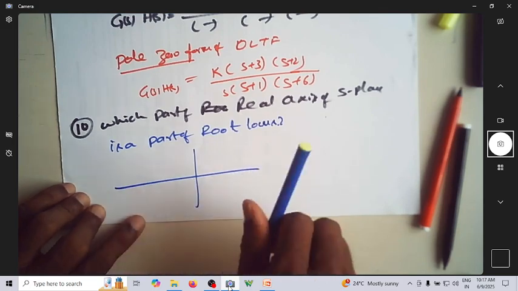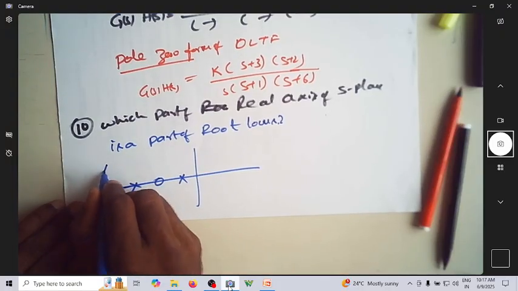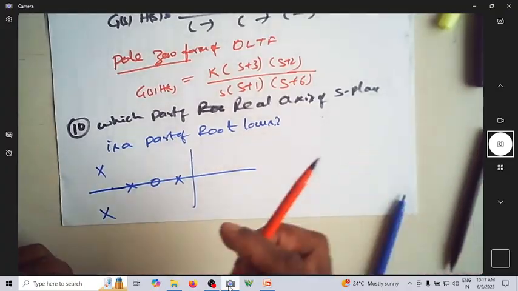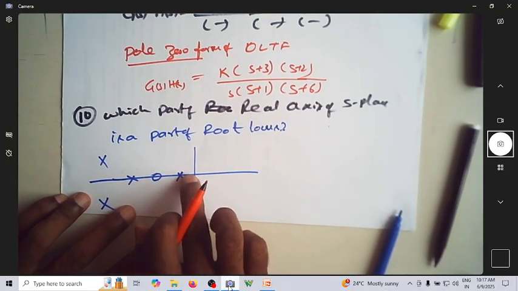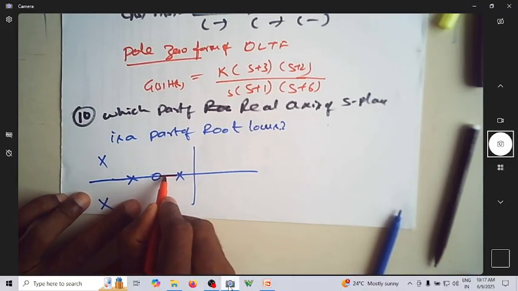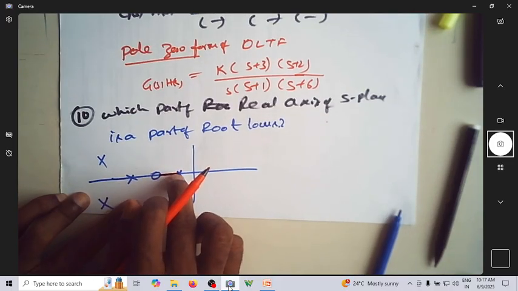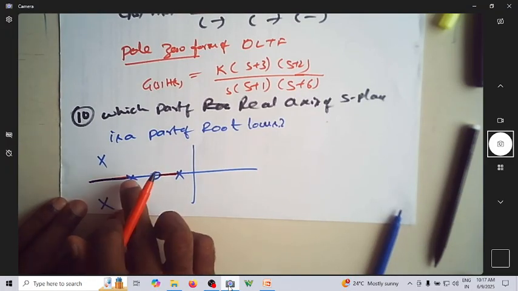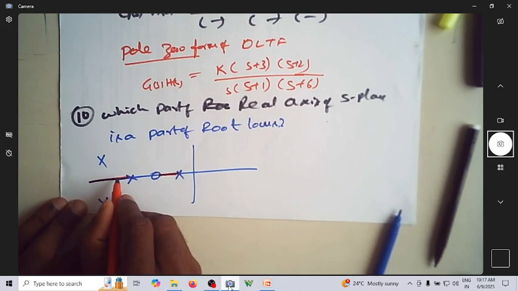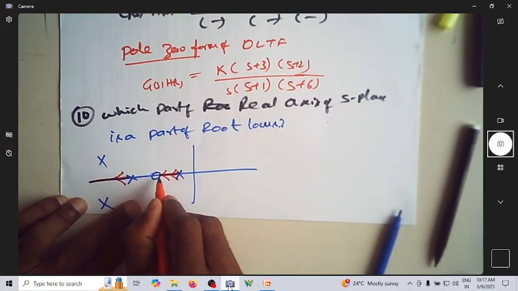Suppose I have this as my root locus, with poles and zeros of a certain system. Now I want to know which part of the real axis of the S-plane is a part of the locus. This is not a part. This is a part, because in this segment the number of poles plus zeros on the real axis is 1, that is an odd number. This is not a part of the root locus, and this is again a part of the root locus because on the real axis you have an odd number. So the poles will leave from the open loop pole and enter into the zero position.